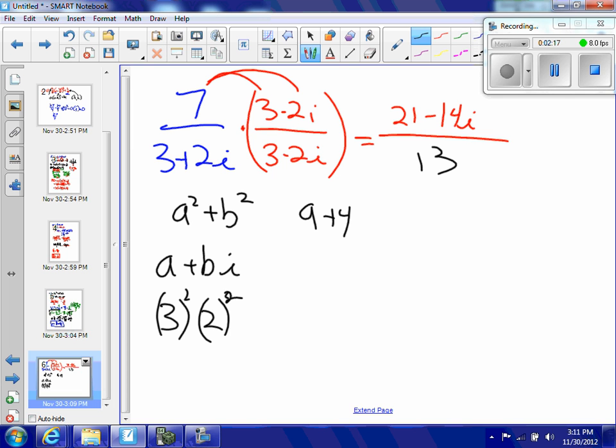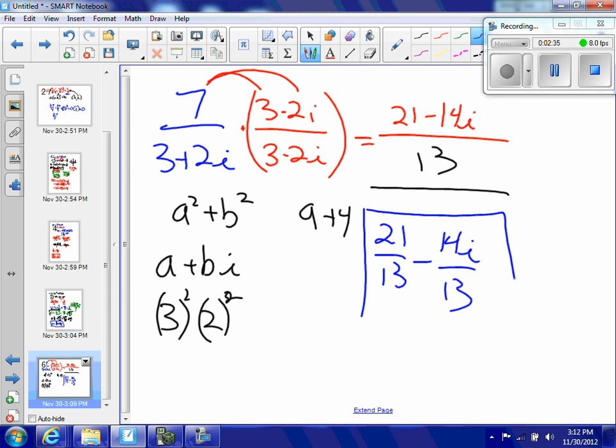So to this point right here, now I need to write it in standard form, which means I have to separate my real part from my imaginary part. So I have 21 over 13 minus 14i over 13. And that's the answer.